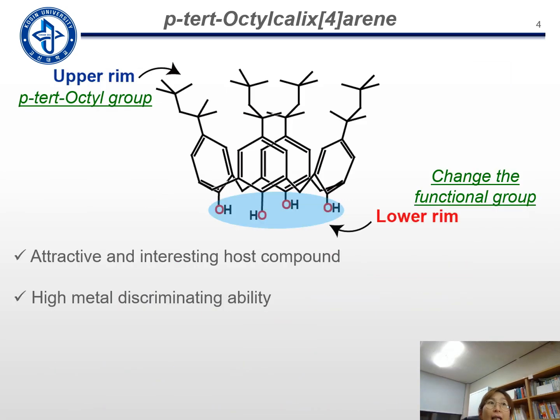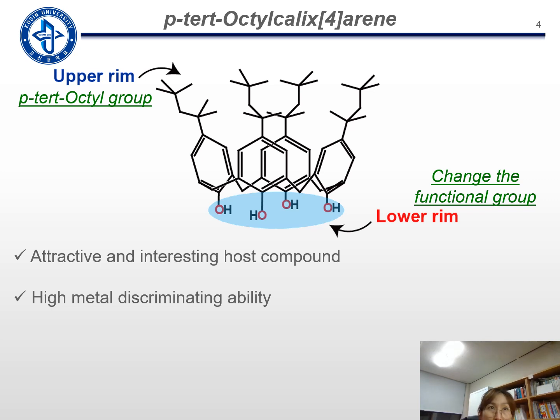So from now, I'd like to briefly examine calix arene as a solvent extraction reagent in our research work. Calix arenes are a class of cyclooligomers with defined upper and lower limbs. In more detail, in the case of p-t-octylcalix arene, as shown in this figure, the functional group of the upper limb is fixed as p-t-octyl and the lower limb can be changed by various types of functional groups.